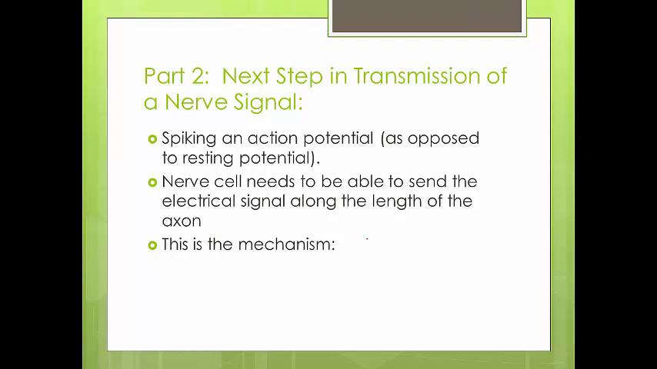Okay, so now we're going to talk about the next step in the transmission of a nerve signal. And this is given the name spiking, an action potential. So something new and something different is going to happen. We're going to move out of the zone of the resting potential and into this active function, which is spiking, the action potential. And this is done because the nerve cell needs to be able to send and receive electrical signals along its axon. And this is the mechanism by which it does that.